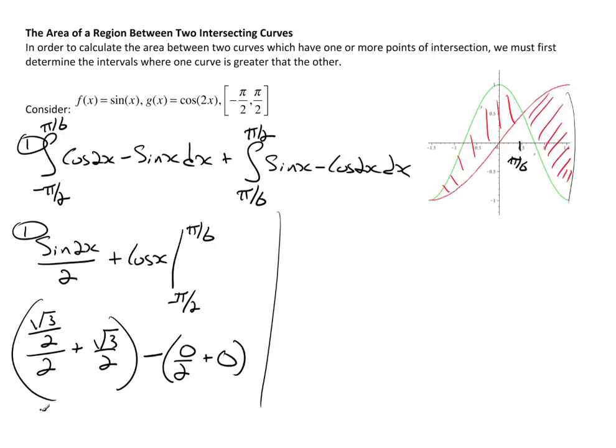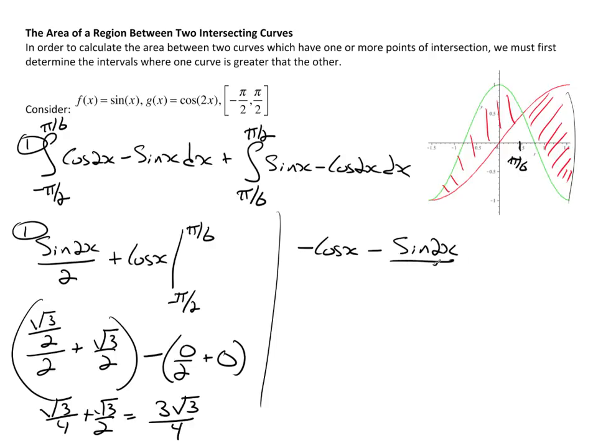So this is going to be, what am I going to have here? I'm going to have root 3 over 4 plus root 3 over 2, which is going to be equal to 3 root 3 over 4. So that's going to represent that first piece. Now I need to work on this. This is going to be, the antiderivative of sine would be a negative cosine of x. And then I'm going to have minus sine of 2x over 2. And I need to evaluate this from pi over 6 to pi over 2.